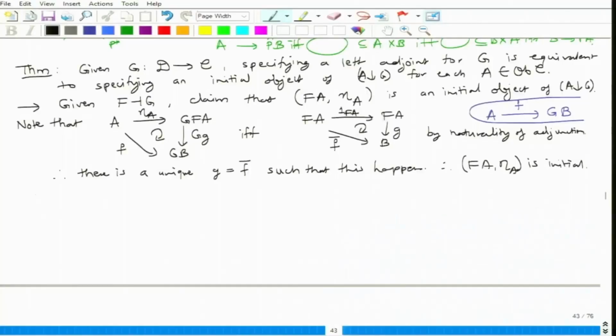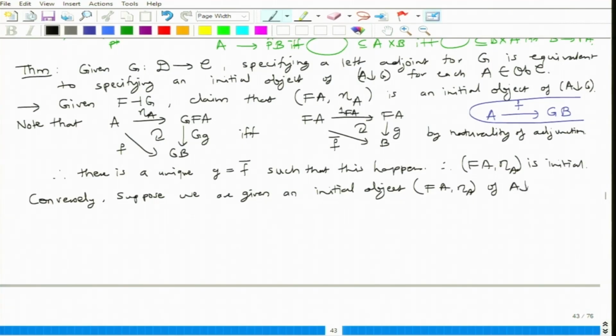Conversely, suppose we are given an initial object (FA, eta A) of this arrow category for each object A of C. Okay, suppose this data is given.